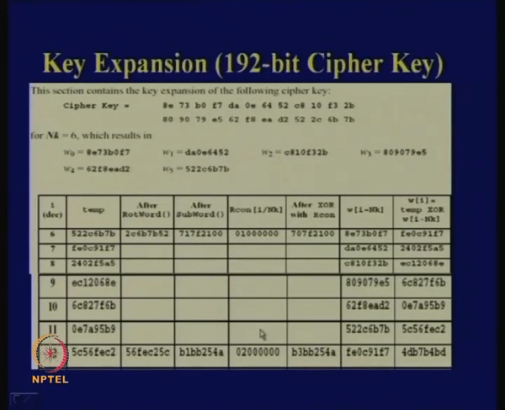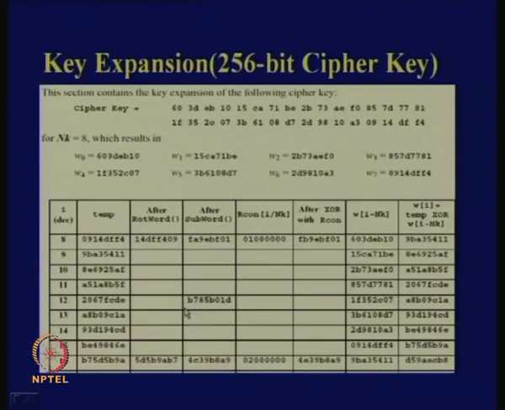For a 192-bit cipher key, since your i minus Nk in this case will be i minus 6, you have to take the 6th previous word and do an XORing. Similarly for temp also, it works only when i becomes equal to 6. That is, you do the RotWord and SubWord and XOR with the round constant only when the index i becomes equal to 6, and not when it becomes equal to 8, because the value of Nk is now 6.